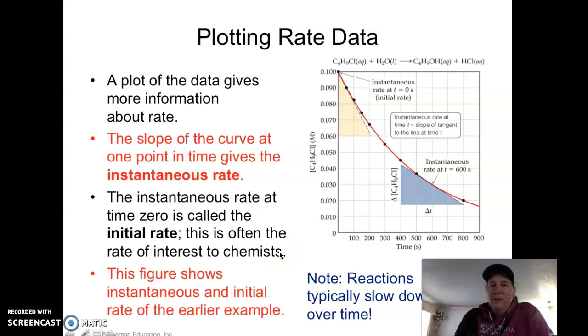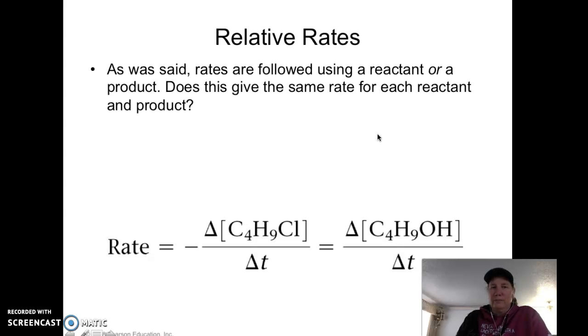Okay. So initial is really easy. It's just where did you start? The initial would be 0.1. That's where you started. But if you want to figure instantaneous, you have to straighten out your curve because the slope has to be straight across. And then again, it would be from here to here, and then the time from here to here. Okay, and it shows you that.